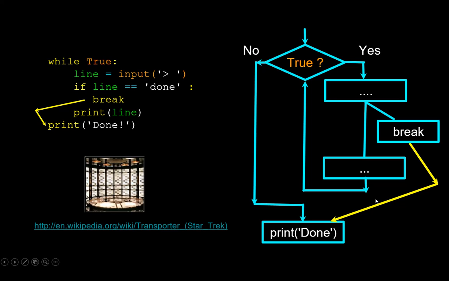So again, the analogy that the professor used here was about the transporter in Star Trek. So the analogy is the break command basically bypasses whatever else is in the loop block, and it will kind of transport the program to the first command after the loop.